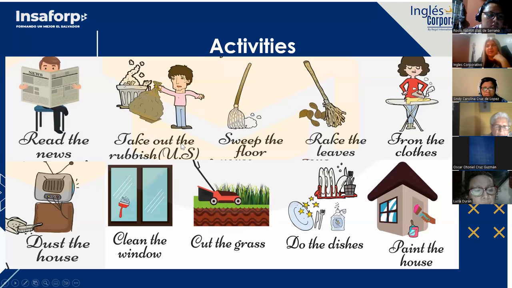Okay. What about her? Is it he or she? He. He is taking out the rubbish. Okay, he's taking out the rubbish. What about this one? It is sweeping the floor. It is raking the leaves. What about her? He's ironing the clothes.